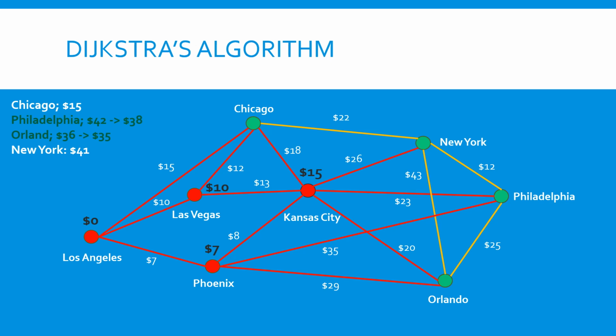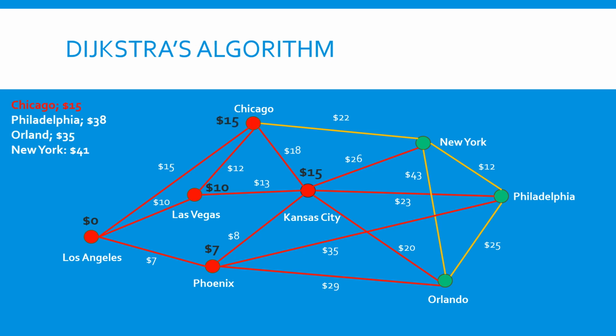Next, reaching Kansas City allows us to go to Chicago, New York, Philadelphia, and Orlando. Now, via Kansas City, we can reach Philadelphia with a lower total cost of $38, which is calculated by adding the total cost to Kansas City, $15, and the cost from Kansas City to Philadelphia, $23. We shall update the total cost to Philadelphia to $38. Similarly, we can also find a cheaper route to Orlando via Kansas City, which costs $35 instead of $36. We color the updates in green for the total cost records at the top left corner. We cannot find cheaper routes to Chicago and New York via Kansas City, so we will keep their costs unchanged.